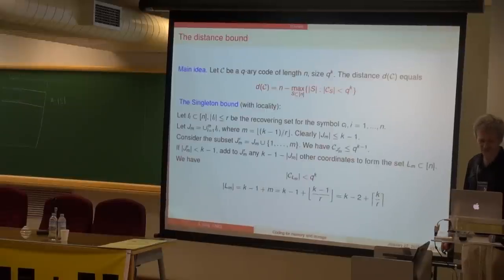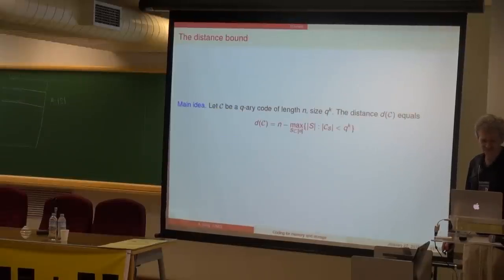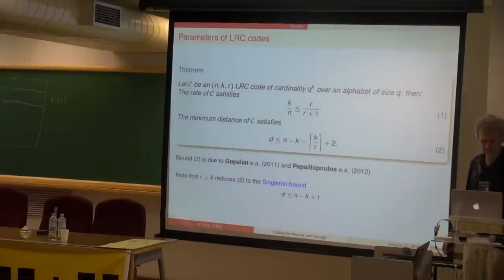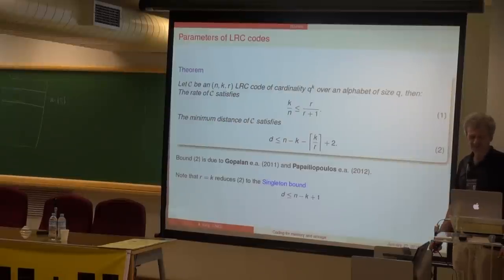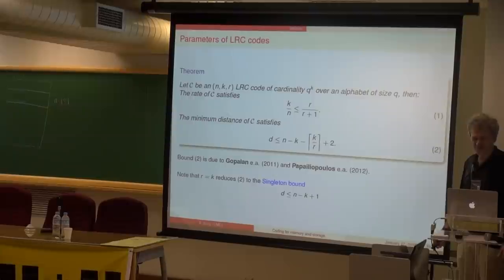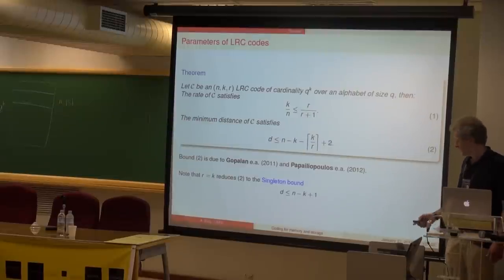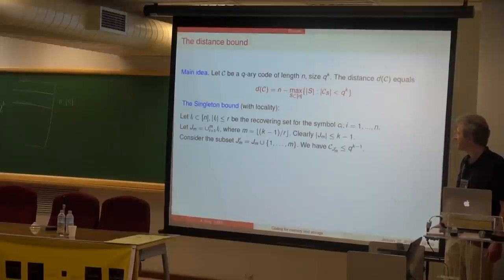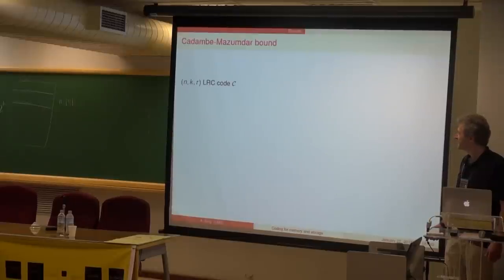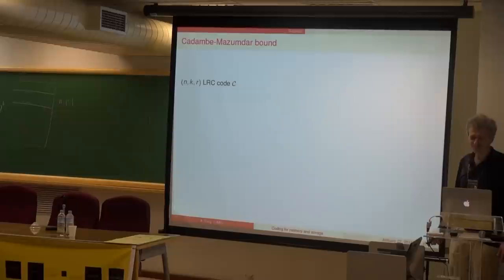Then there is another bound. Yes, so this has been established, and I will mention two more bounds. Because the first question we ask ourselves is about the parameters, and once that has been cleared, we move to constructions. Constructions are more difficult than parameters. So the bound by Viveck Cadambe and Arya Mazumdar is as follows. Let's say we have a linear code, (n, k, r), so locality r.